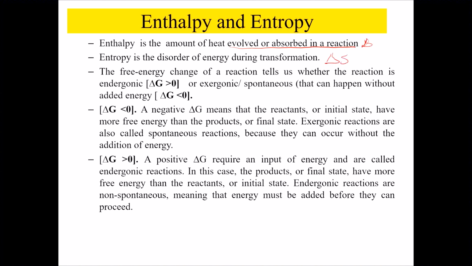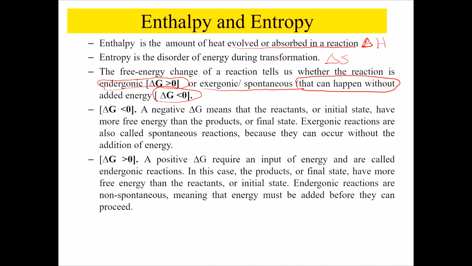Based on this entropy and enthalpy, delta S and delta H, we can say that a reaction could be an endergonic reaction or an exergonic reaction. A reaction could be one that needs energy or one that releases energy. Two kinds of reactions are there. The free energy of a reaction tells us whether the reaction is endergonic. If it is endergonic, delta G will be more than 0. Or if it is exergonic, a spontaneous reaction that happens without adding energy, delta G will be less than 0. It cannot be 0 at any time. Zero means input and output are equal, and then the person is dead.